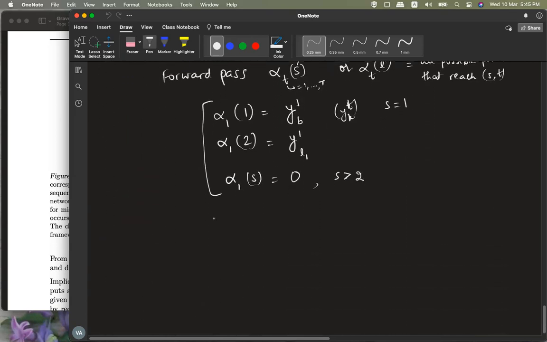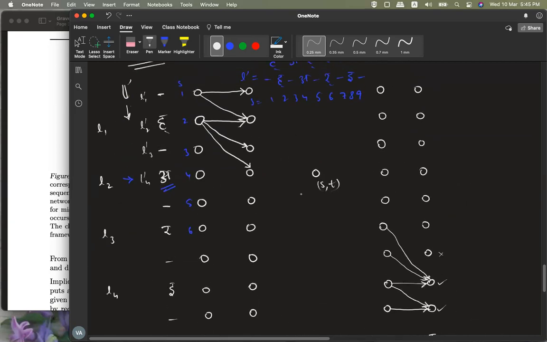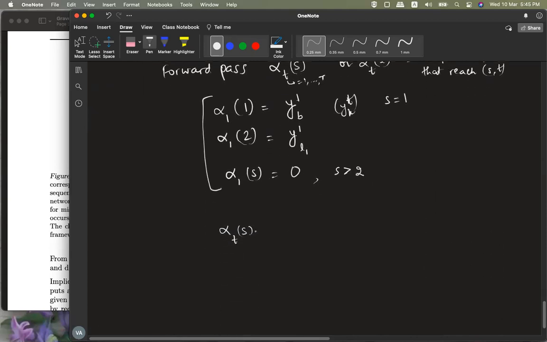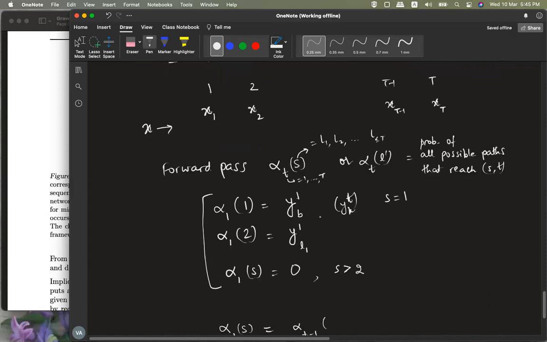So how do I compute? How do I define? I will say in general, my alpha t at any s, so basically all the paths reaching this node s comma t, will be equal to, in terms of alpha t minus 1, right? It will be alpha t minus 1 and the previous state. So at the previous time, the state could be either the same state or the previous state, right?